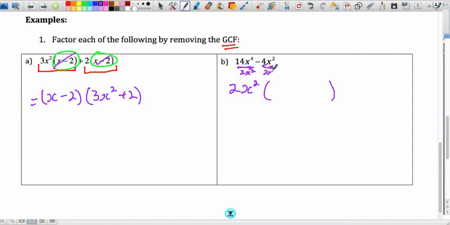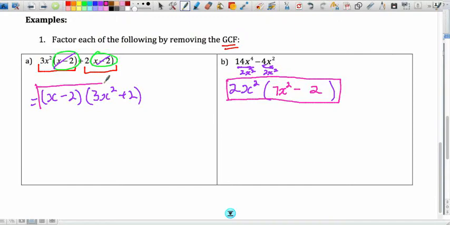So it is effectively the same thing as dividing each of those terms by 2x squared, and then I need to figure out what's going to be left. In this case we would have 7x squared minus, and then 4x squared divided by 2x squared is just going to leave me with 2. And that is the solution to problem 1b. Okay, all right, so let's move on.